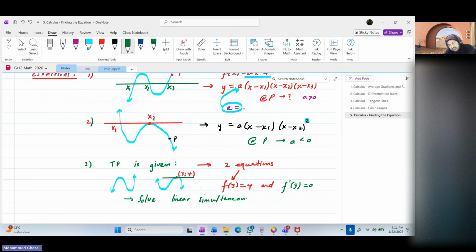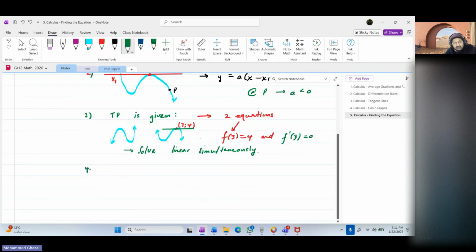Solve simultaneously, and then you can find the cubic function. We will do examples based on each of these types, right? And the fourth condition is point of tangency.